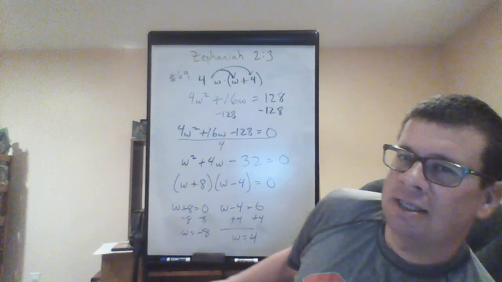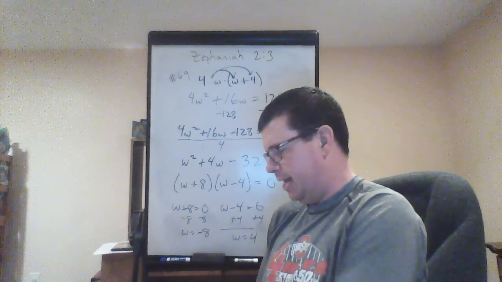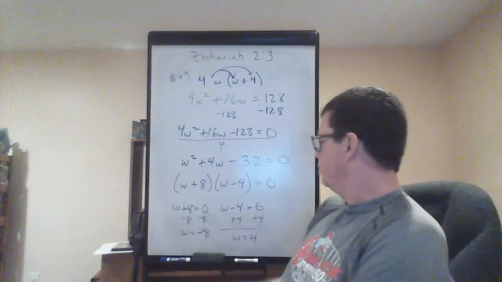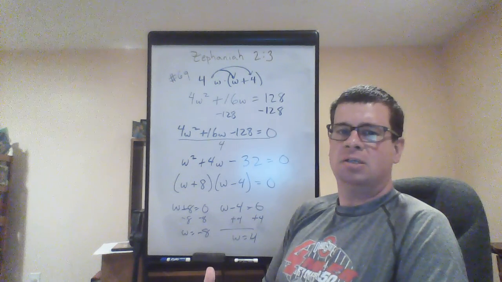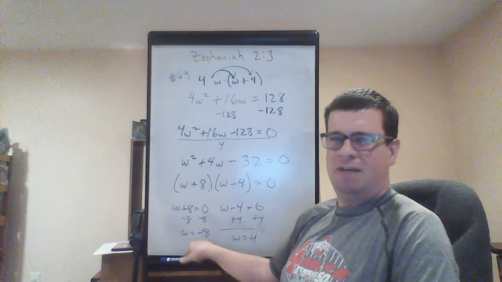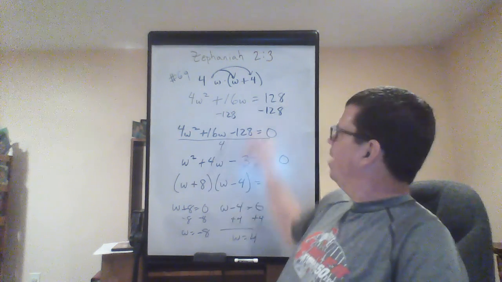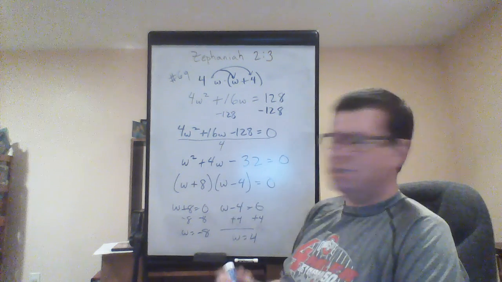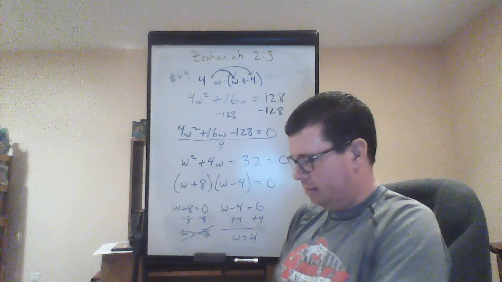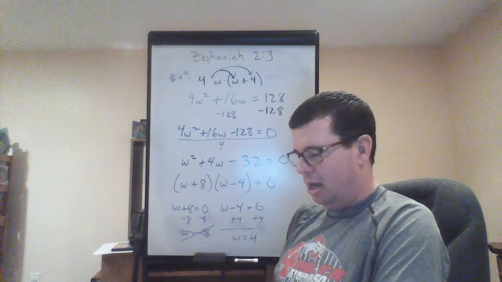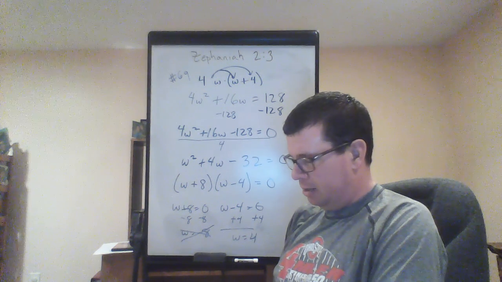Now let's take a real quick look at this problem. First of all, W equals negative 8. I know W was one of the dimensions of this box. We can't have a dimension of negative 8 inches. So again, we didn't do anything wrong. Negative 8 is a solution to this equation, but in the context of our problem, negative 8 just doesn't make any sense. So W has to be 4.